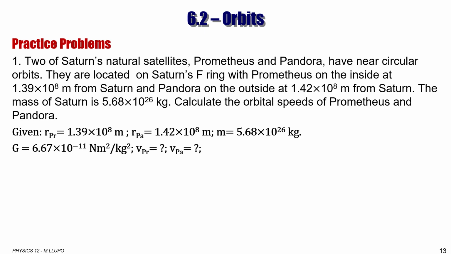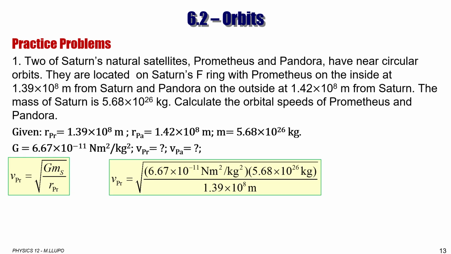Here is what is given to us. Make sure everything is in standard units. The gravitational constant is 6.67 times 10 to the power of negative 11. The formula for Prometheus is the square root of G M_Saturn over R, the distance from the center of Saturn to the center of Prometheus. If you plug those numbers into the calculator, you're going to get 1.65 times 10 to the power of 4 meters per second.